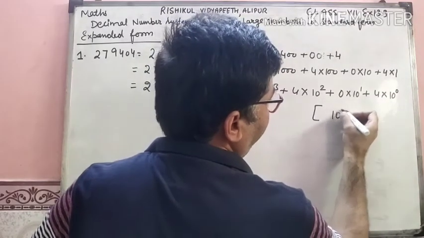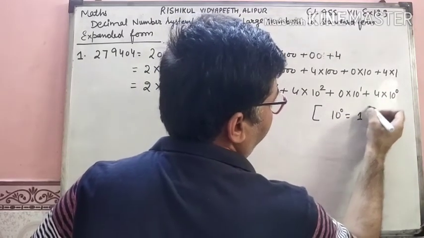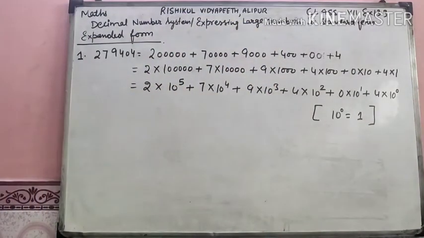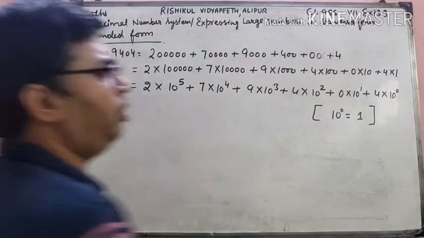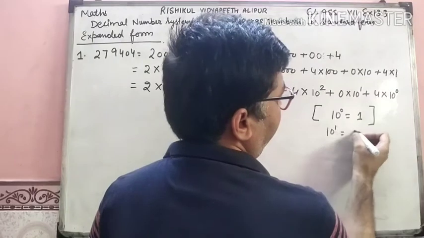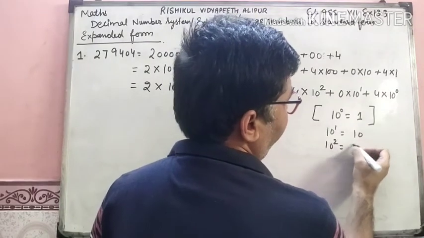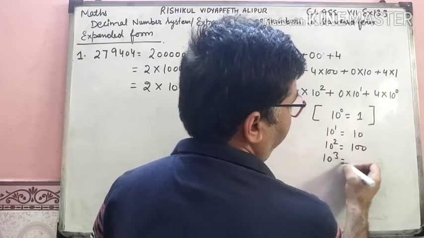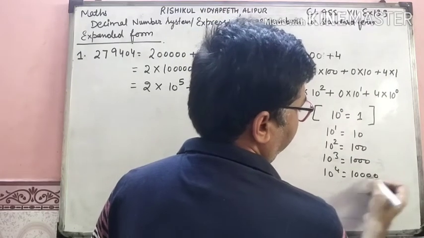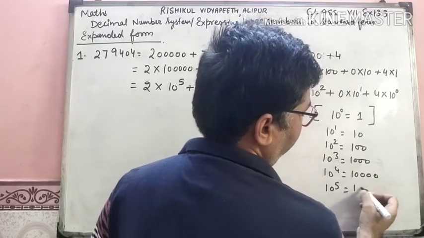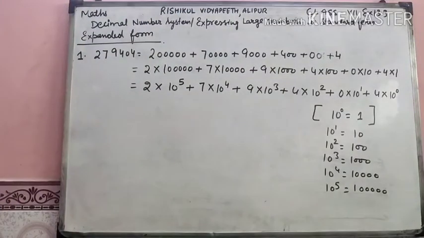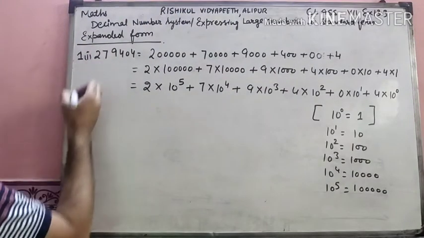As you know, 10 raised to power 0 is always equal to 1, because whenever a number has power 0, the result is 1. 10 raised to power 1 means 10, 10 raised to power 2 means 100, 10 raised to power 3 means 1000, 10 raised to power 4 means 10,000, 10 raised to power 5 means 1 lakh, and so on. So in this way we can represent this. This is the first question, first part.